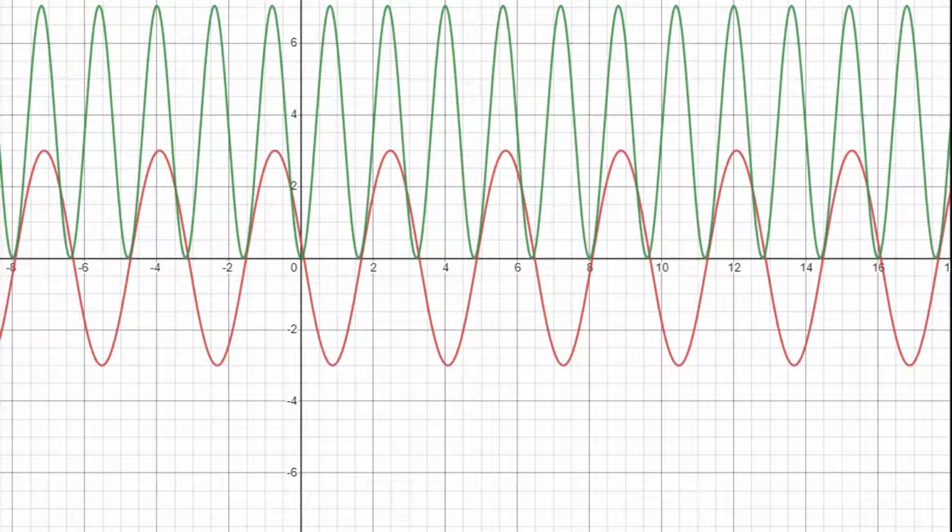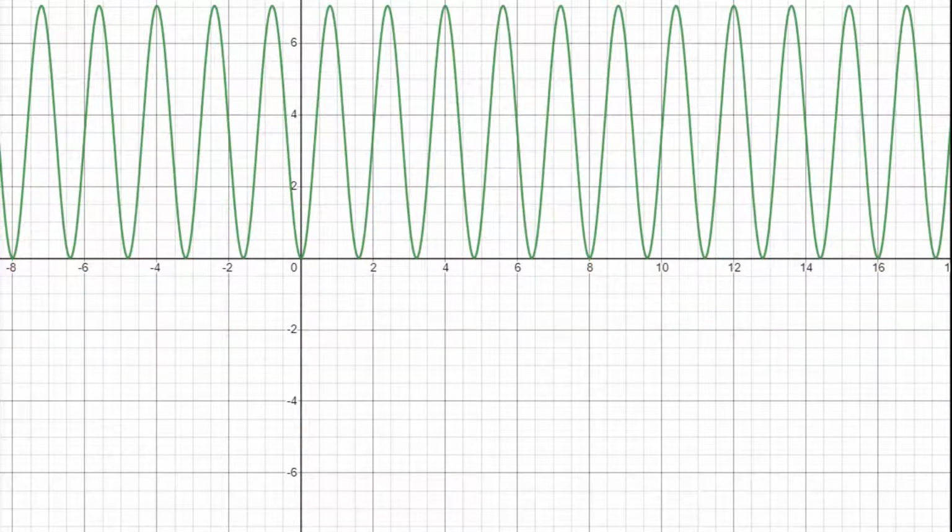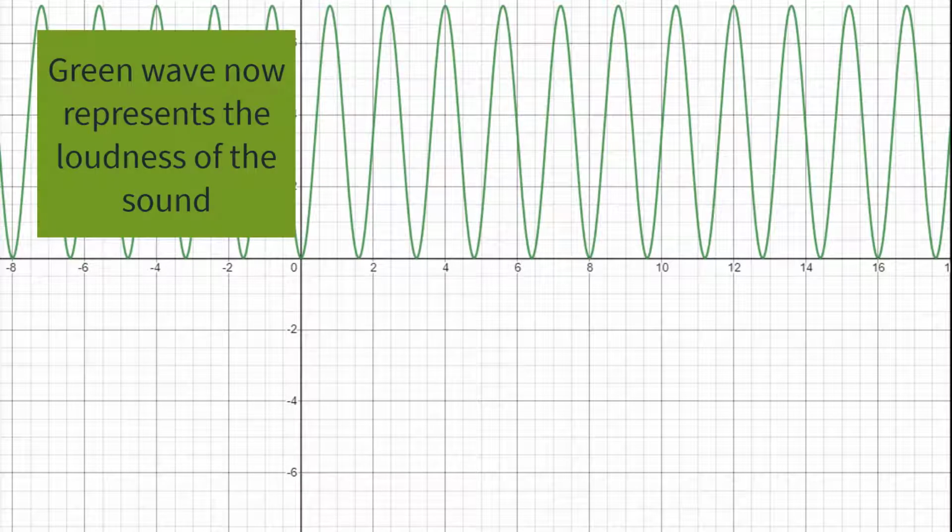So we'll take those away and we'll see what we're left with. We're left with just a simple wave, and that's the resultant wave from the two travelling waves which have been superimposed, and that wave on the screen, that green wave, represents the loudness of the sound. Now the diagram is a lot clearer and we can start to increase the frequency.